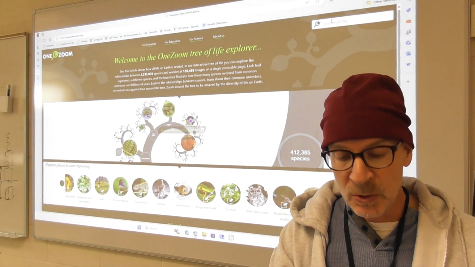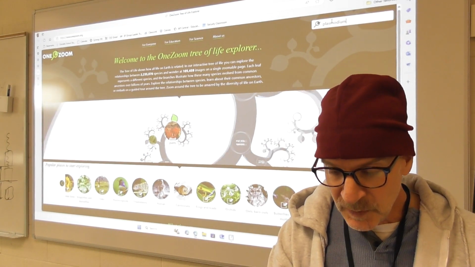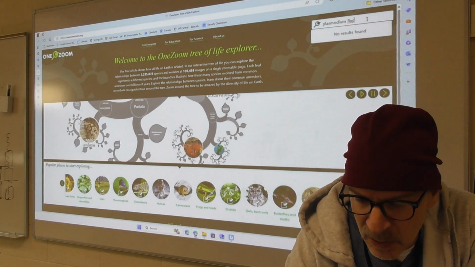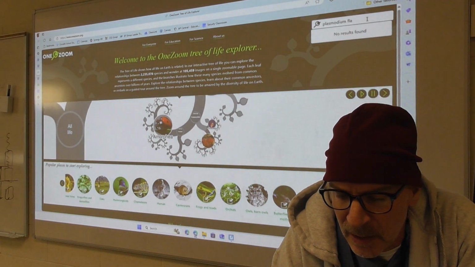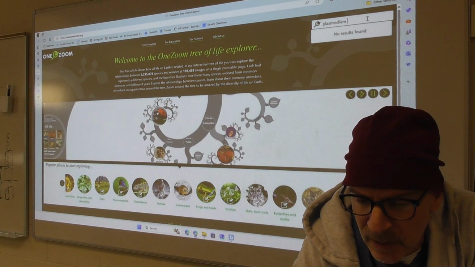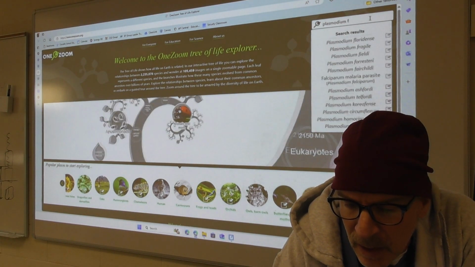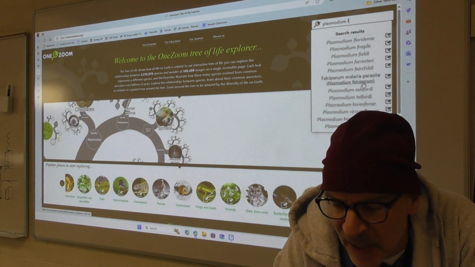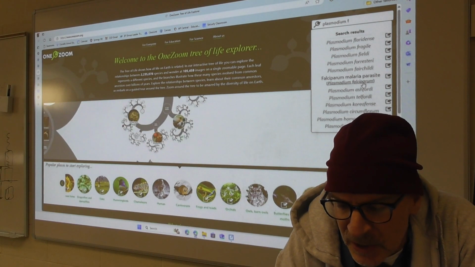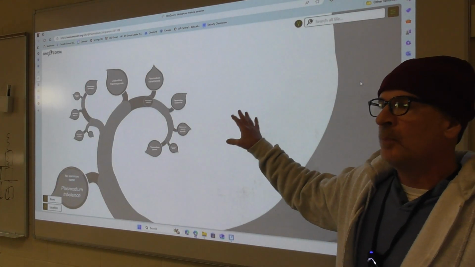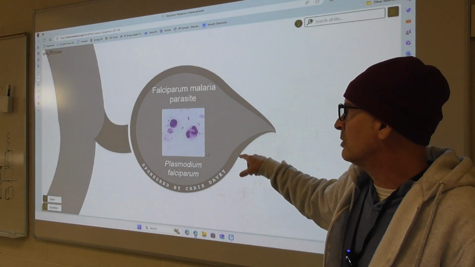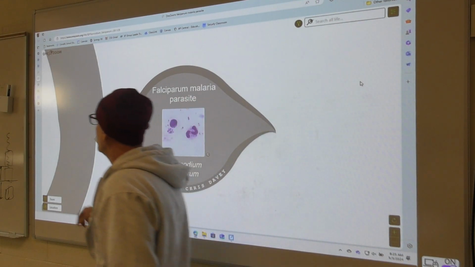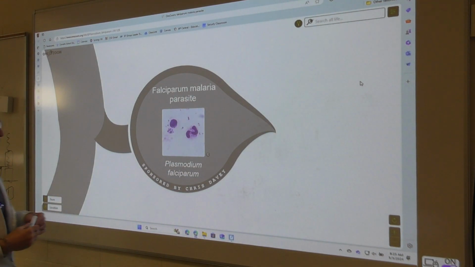So the organism that we're going to look at is called Plasmodium falciparum. I'll bring this up and then I'll write the name so that you can write it down, because this one is definitely not an easy name to write down. So, Plasmodium falciparum.